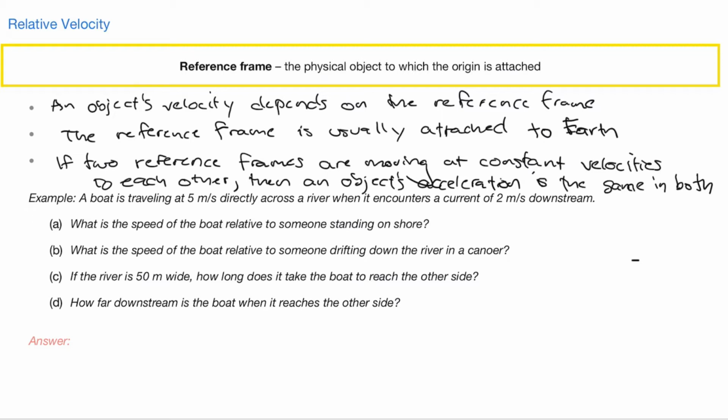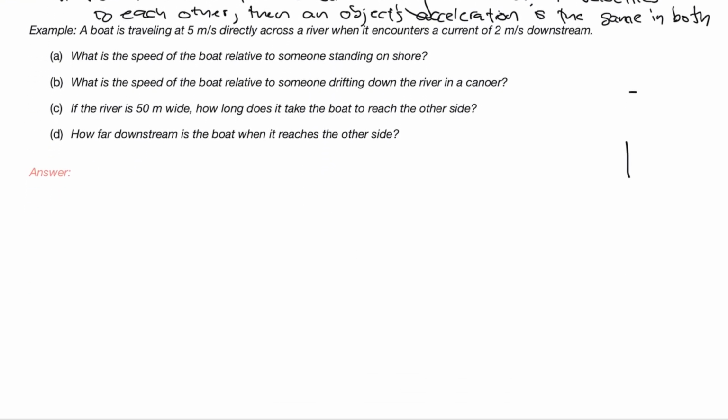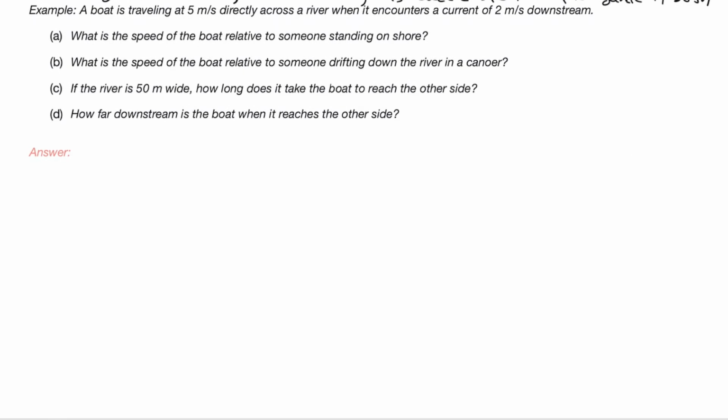And the key to all this is that in the end, we should be able to get the same physical answer in both situations. We just may have to translate between the two reference frames. So let's go ahead and look at that in this example here. In this case, we have a boat which is traveling directly across a river, so it's pointing to the other shore, when it encounters a current of 2 meters per second downstream.